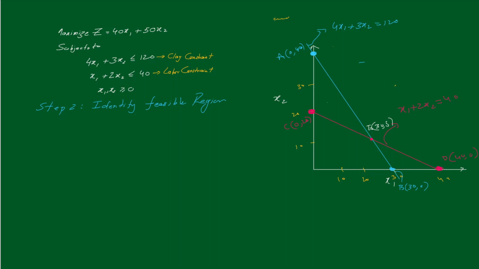So let's put the value 10, 10. If I put x1 equals 10 and x2 equals 10, the total value on the left hand side will be less than 120. So it means that the area under the line is a feasible region. The same is true for the labor constraint, because it is again a less than constraint, and the region under this line is considered a feasible region. So this is the feasible region. We simply shaded the feasible region.